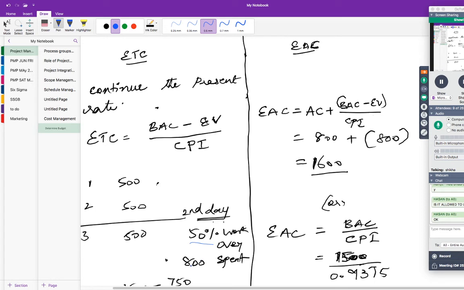Now they may tell you that for the rest of the work, you will go neither on your present CPI nor on your original budget. You assume a new CPI. Let's say they say your new CPI is 0.8. Then what would be the formula?